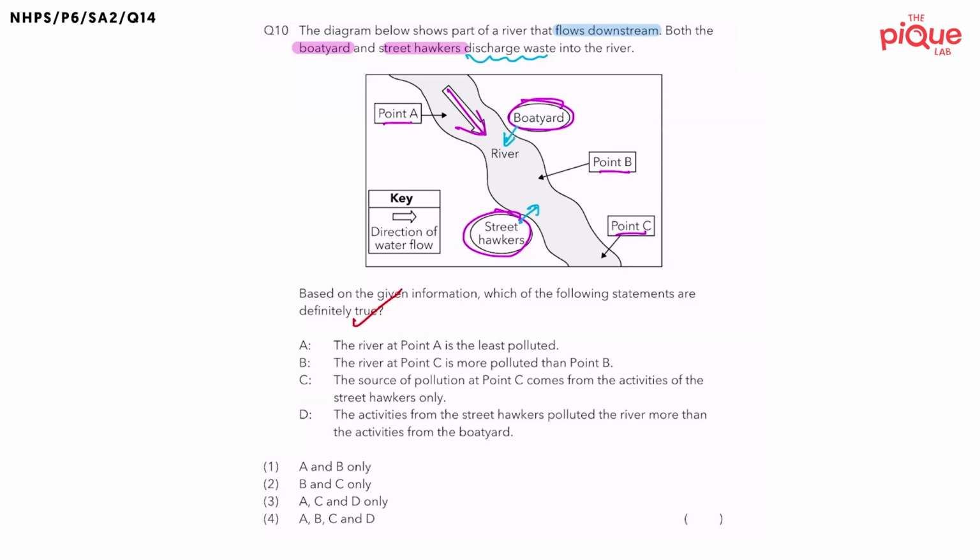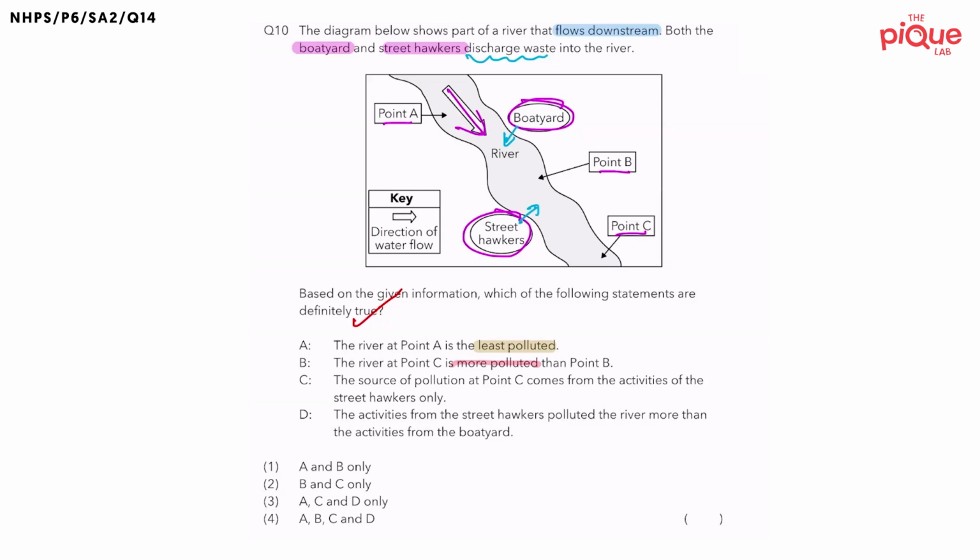And when you read the statements, you need to find out which of the points of the river is, let's say, least polluted or more polluted. So how do we do that using the question? Many of y'all will just use your mind to imagine the river, or use your eyes to see. And this results in a lot of careless mistakes.